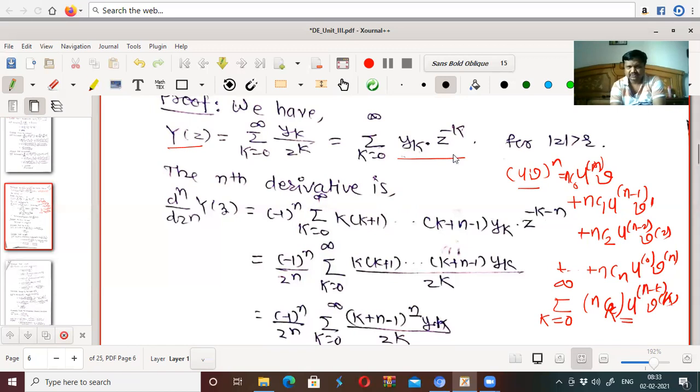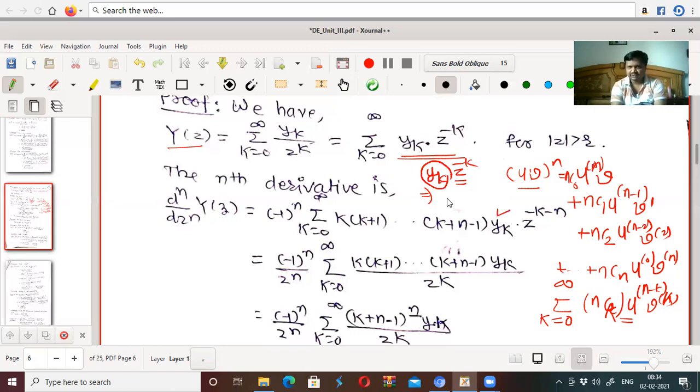If I use the first derivative of yk into z to the power minus k, what is the first derivative? First function as it is, derivative of second function, plus second function as it is, derivative of first function. But we have to take the derivative with respect to z. Therefore yk is independent of z. We have to take the derivative of this term only, so yk will remain as it is every time.